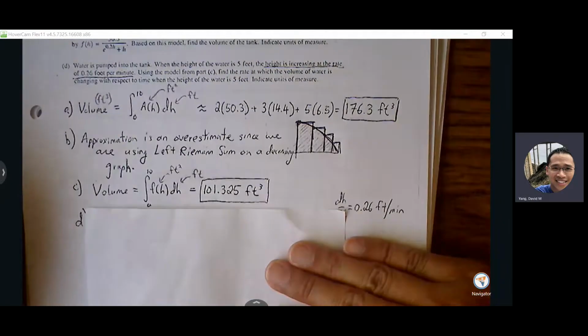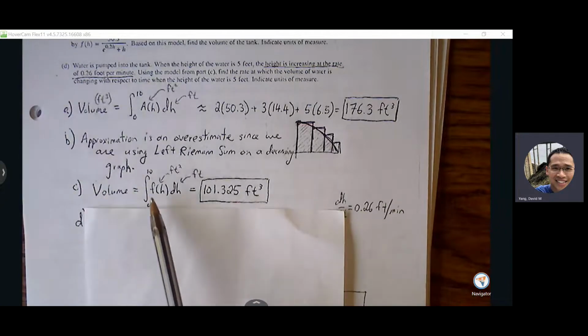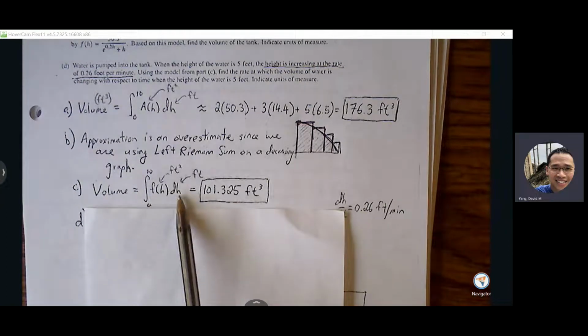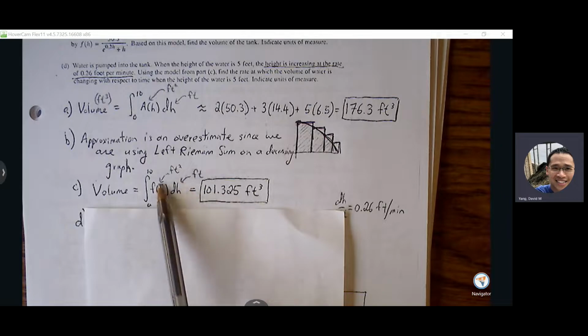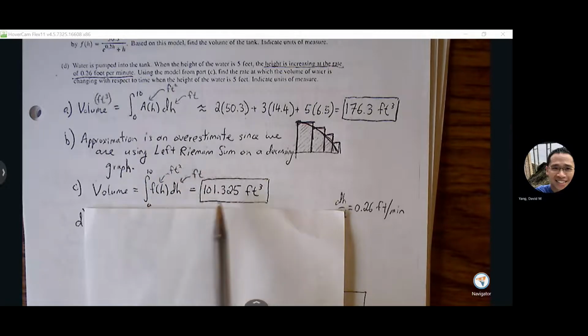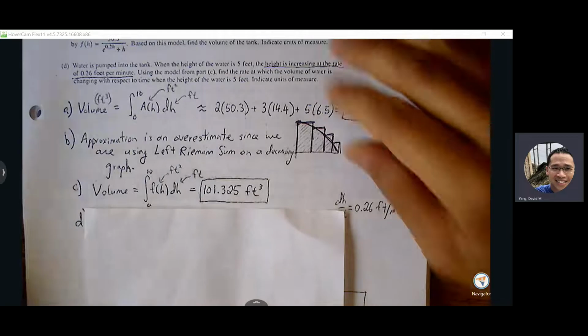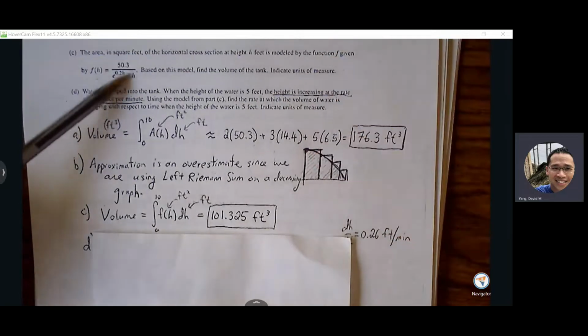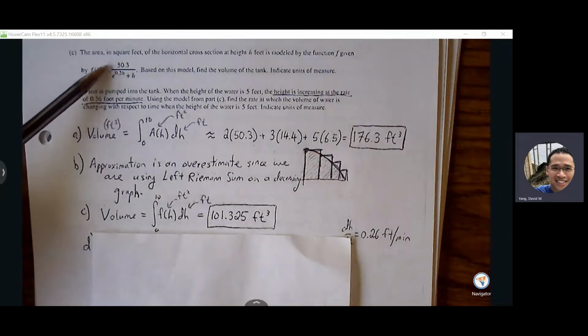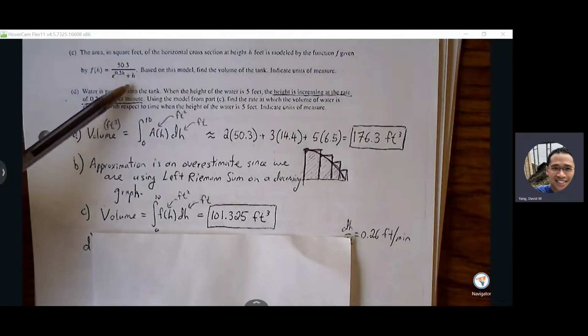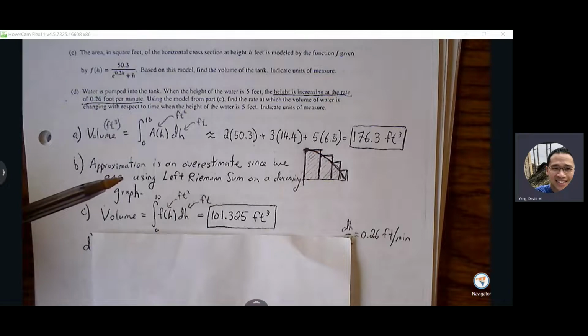So all this is just calculator work, right? F of h is in terms of square feet. If we do f of h dh, that's going to add another dimension of feet. So square feet times feet will be cubic feet, and this will result in the volume calculation. So you practice entering this into your calculator. Integral from 0 to 10 of 50.3 over e to the 0.2 h plus h, 101.325 cubic feet.